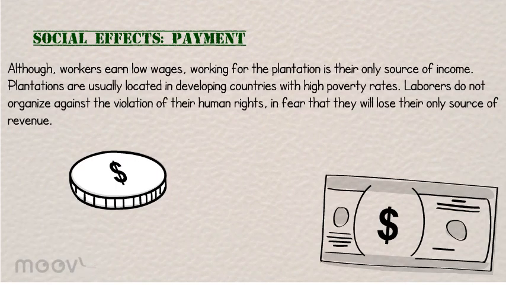Social effects. Payment. Although workers earn low wages, working for the plantation is their only source of income. Plantations are usually located in developing countries with high poverty rates. Laborers do not organize against the violation of their human rights and fear that they will lose their source of revenue.